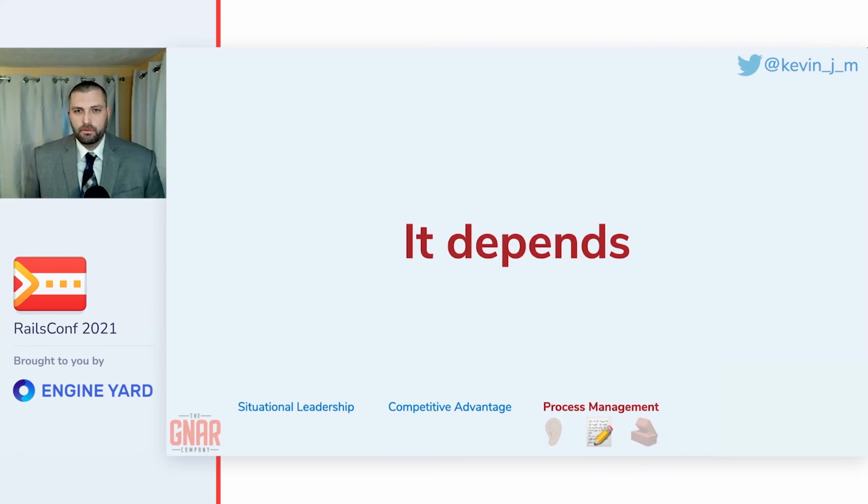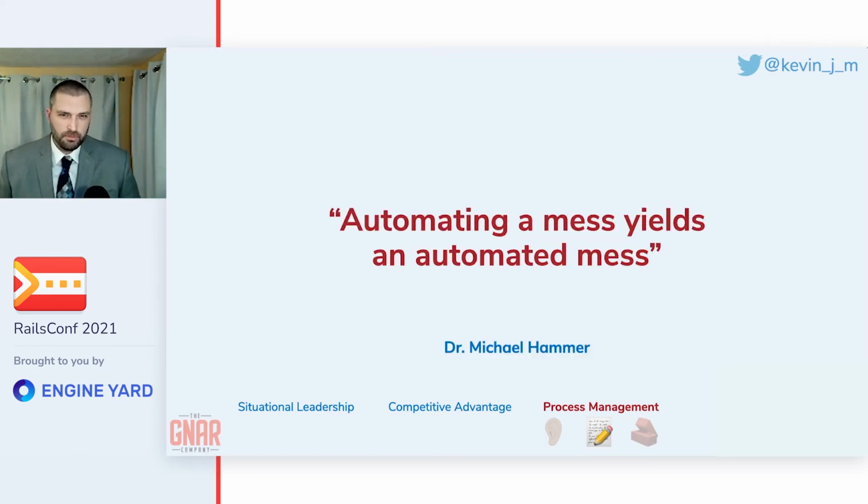And let's start to talk about this by way of another quote. It's from Dr. Hammer, who has a somewhat well-known quote in this particular area of interest, which is that automating a mess yields an automated mess. So if we automate some process that's not all that great, sure, it may be a little faster because a computer can do it, or maybe it's just out of sight, out of mind because people aren't handling it, but it's still maybe not all that great.